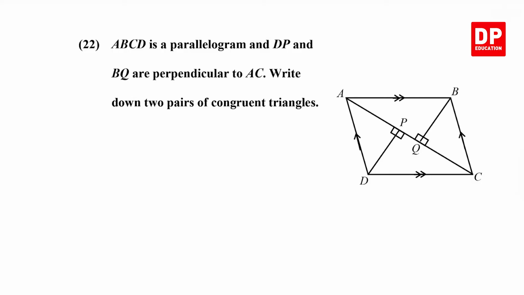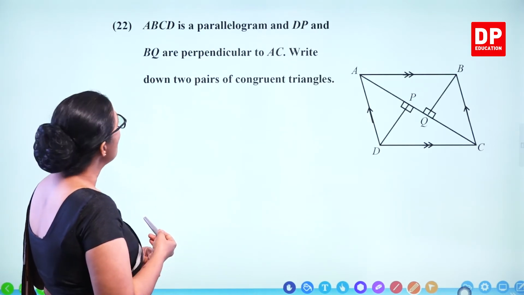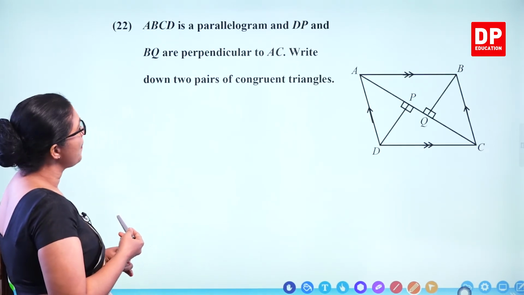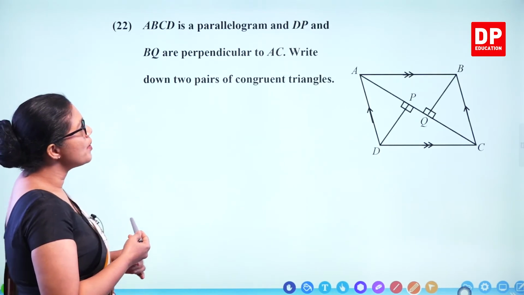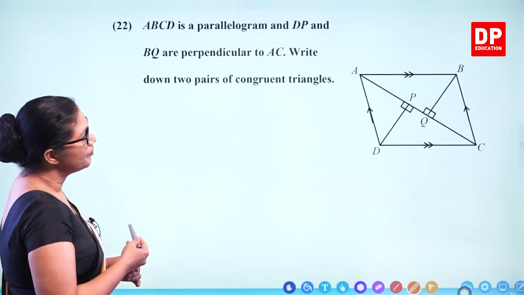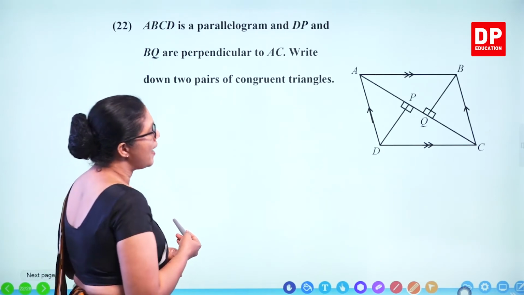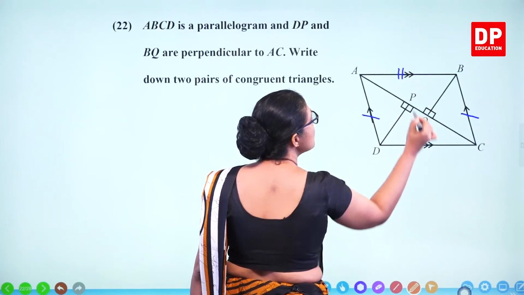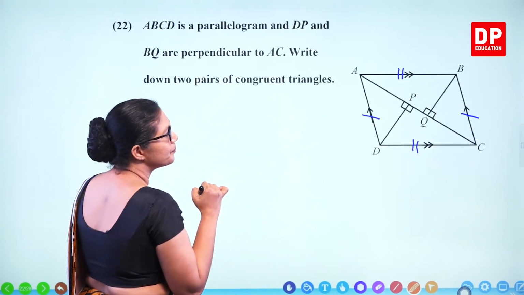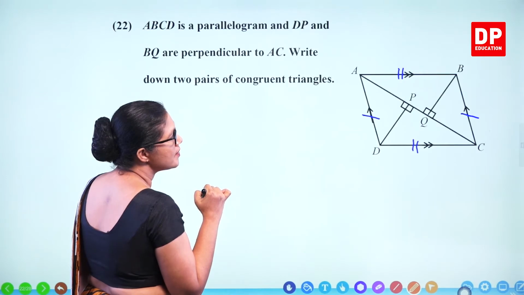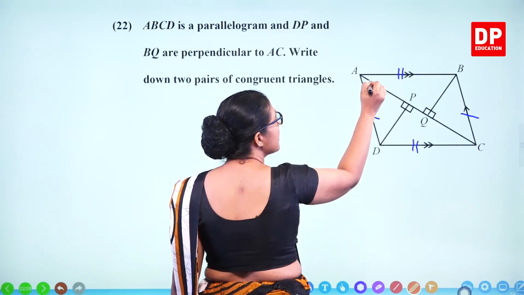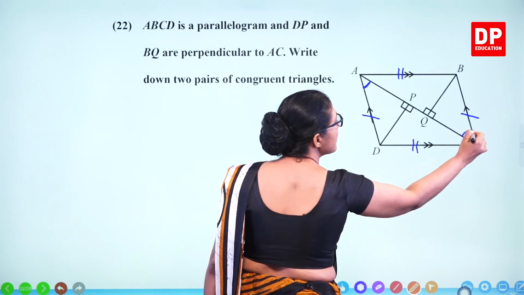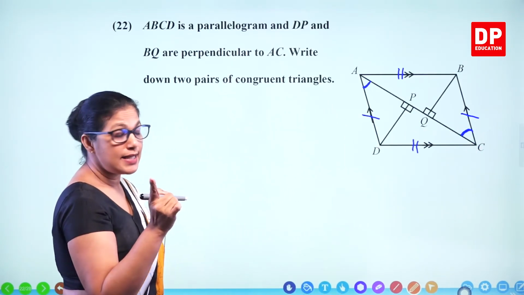Question number 22. ABCD is a parallelogram and DP and BQ are perpendicular to AC. Write down 2 pairs of congruent triangles. So this is a parallelogram. So we'll mark all the information. This is equal to this. This one is equal to this one. And what are the other things you can mark? This angle and this angle both are equal. Alternate angles.